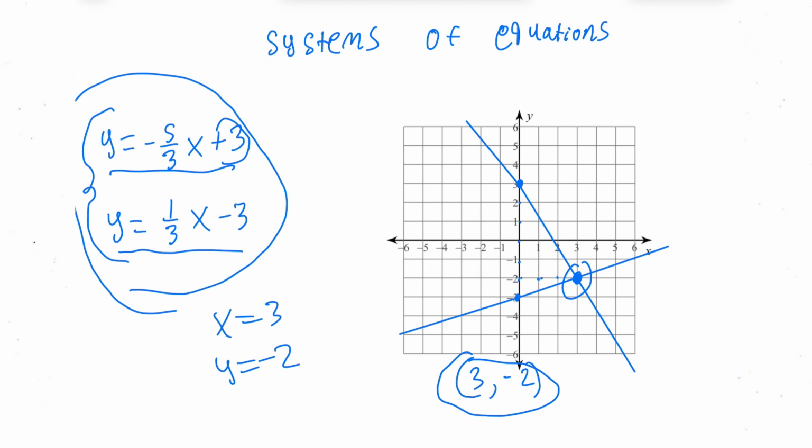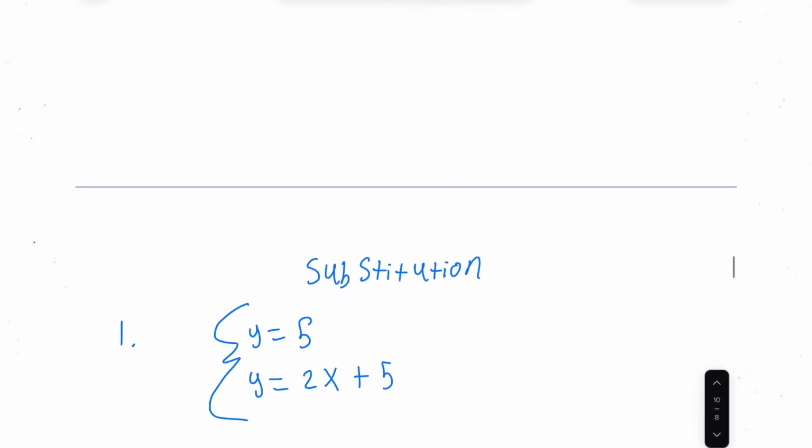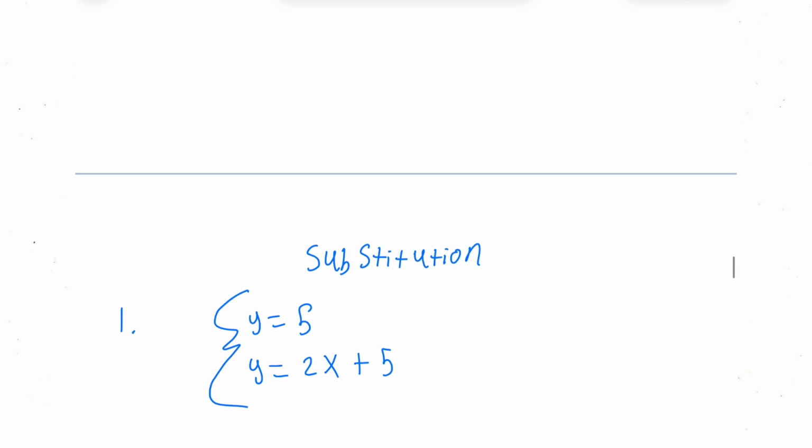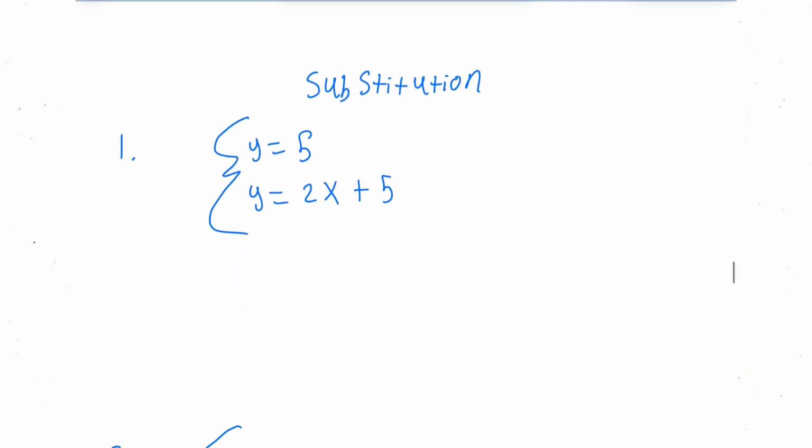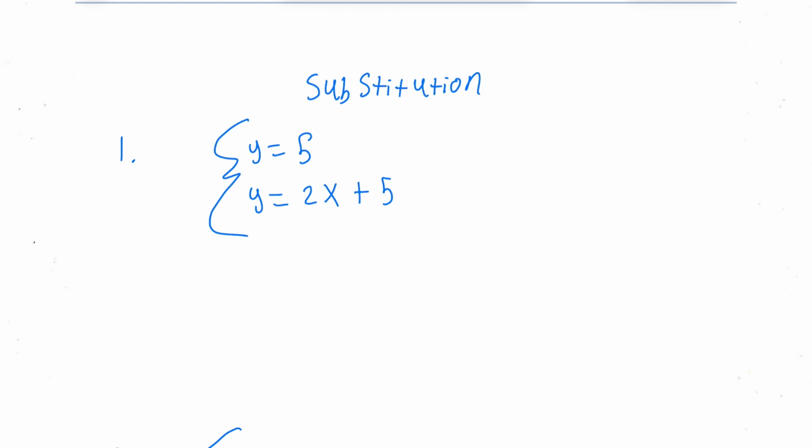But you don't always have a graph, and sometimes the numbers are huge so you can't really even graph them. So what do you do in those situations? Well, there are two methods: substitution and elimination. Substitution is basically the idea that y here is the same as y here, and that goes for x's as well. It doesn't really matter what variable. In this case, we're just going to be substituting y.